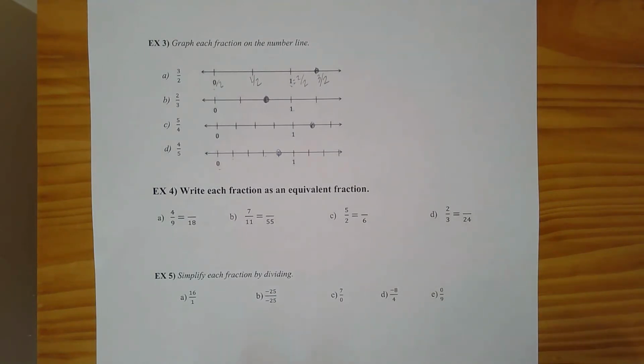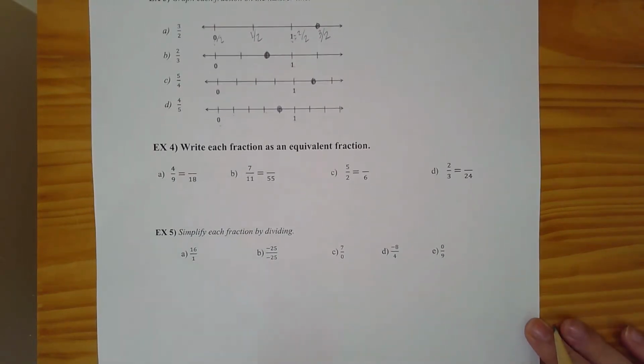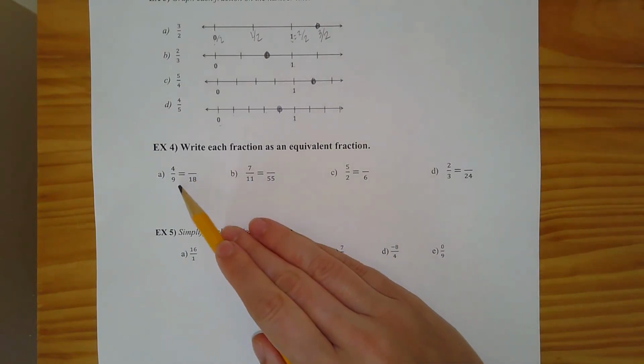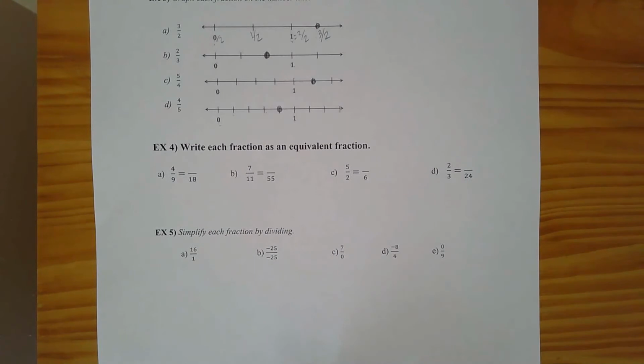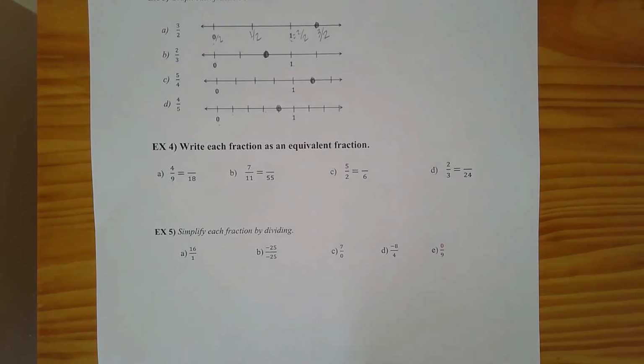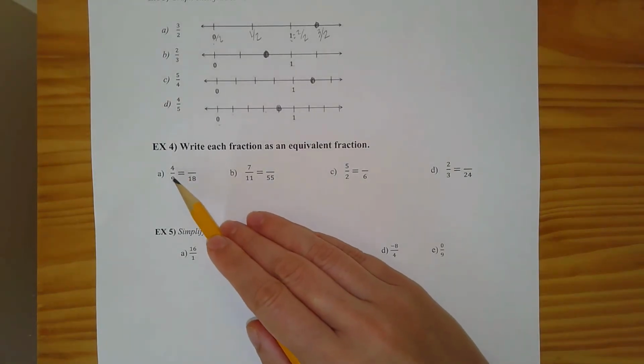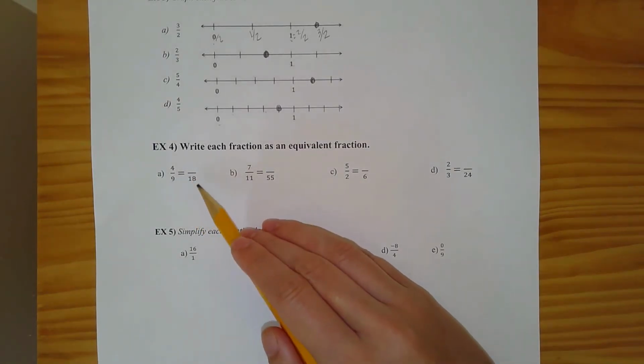The next thing we're going to do is write fractions as an equivalent fraction. And so what you do to make an equivalent fraction is multiply the numerator and denominator by the same thing, and it'll give you an equivalent fraction, because you're technically multiplying by 1 to get there. So my first example is 4/9 equals something over 18.